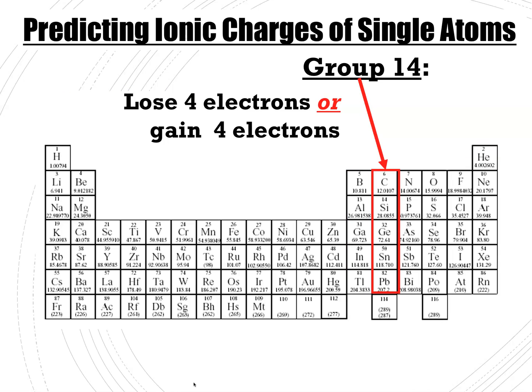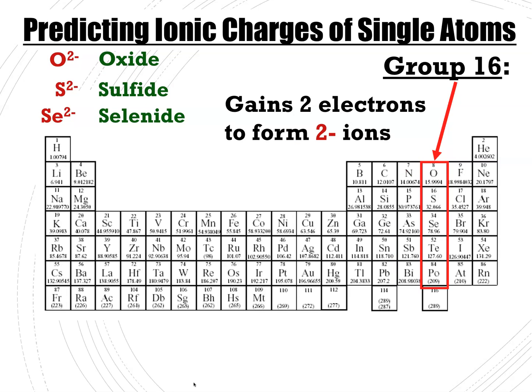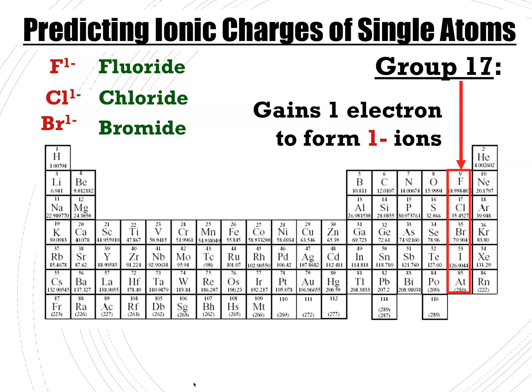Group 4 or 14, again, they can lose or gain electrons. It kind of depends on what they are going to be bonded to that will control what's going on. Group 15 or 5, again, they gain 3 electrons to form 3 minus ions. Group 16 or 6 gains 2 electrons to form 2 minus. Group 17 or 7 gains 1 electron to form 1 minus.